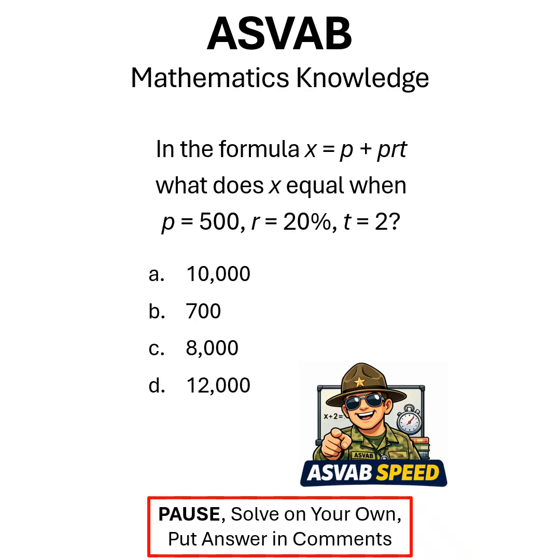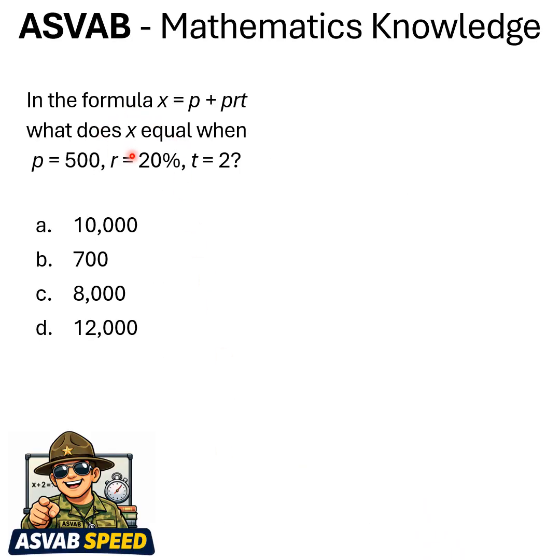Mathematics knowledge. In the formula x equals p plus PRT, what does x equal when p equals 500, r equals 20%, and t equals 2? Remember to pause and solve on your own. Let's begin. So in this problem, we are solving for x.